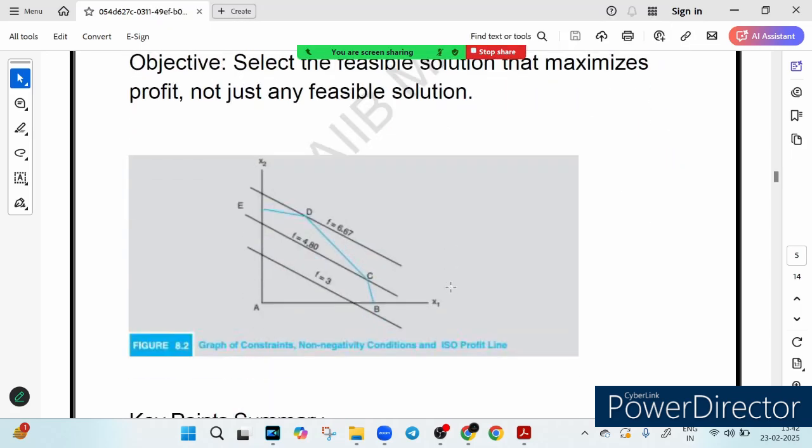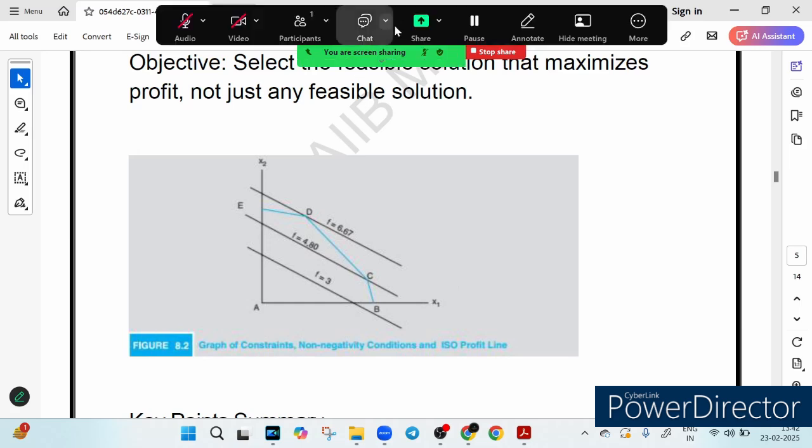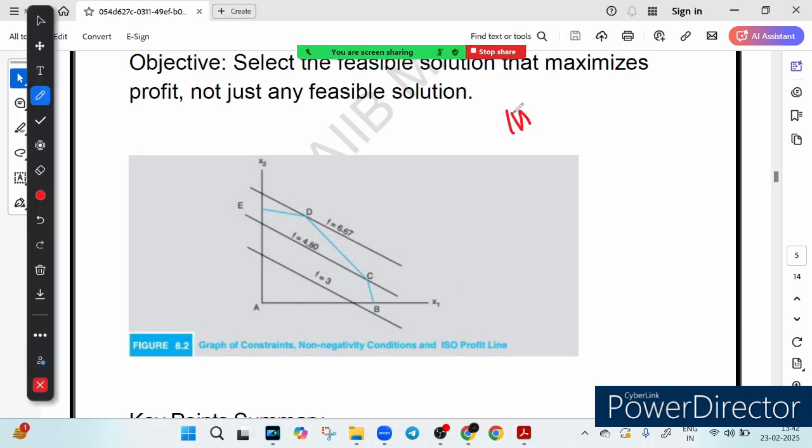So how to find the best solution? Now we check which point inside the feasible region gives the highest profit, right? So we substitute the value into our profit formula. What is the formula? 1000x plus 2000y. You substitute each and every value, right? And the point that gives the highest profit is the optimal solution.